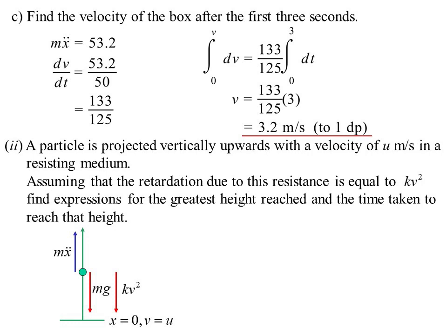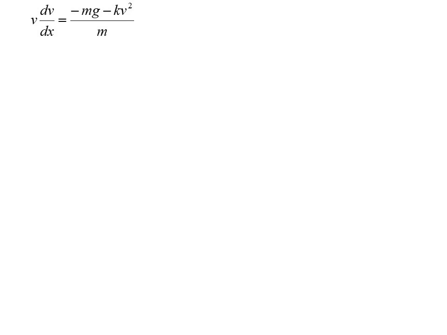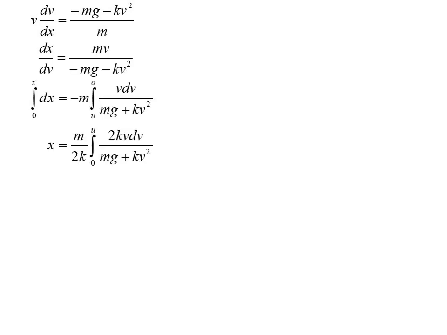I know down there at the ground, x equals 0, v is equal to u. That's information they've given me. Okay, set up my differential equation. Divide through by the mass. Interestingly, I should have just left that as one fraction, because I'm going to have to rewrite it as one fraction anyway for the integral. Separate my variables, and there we have it.